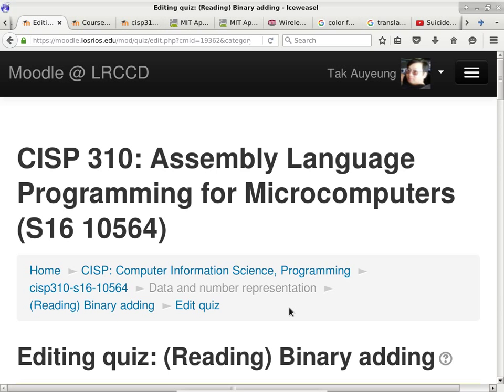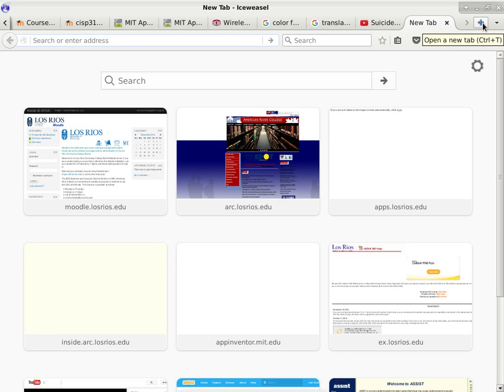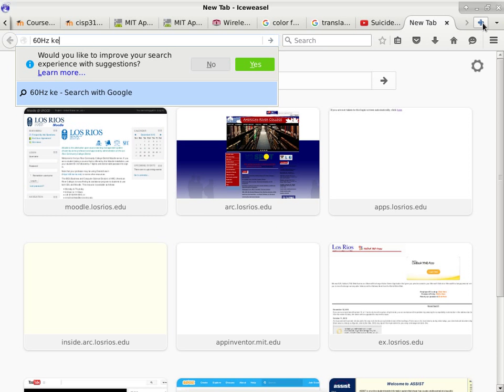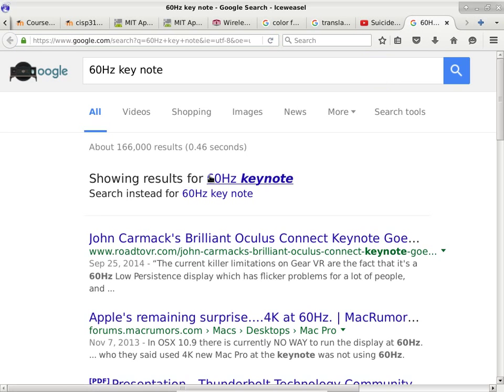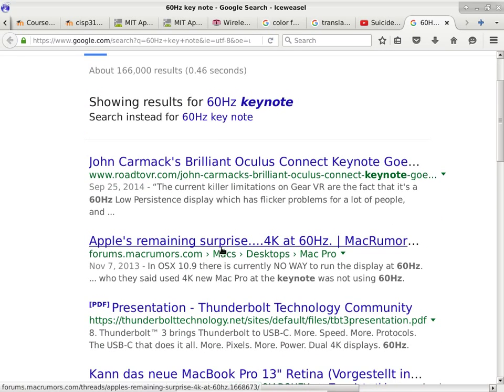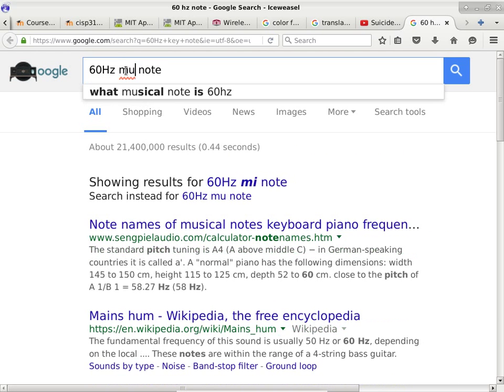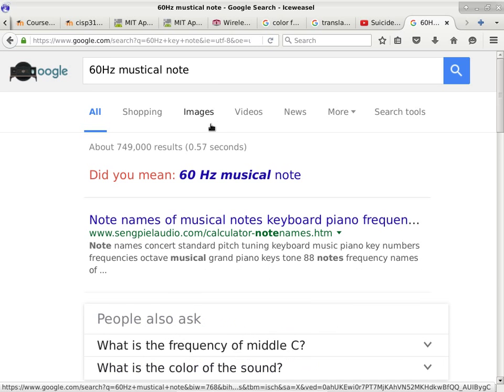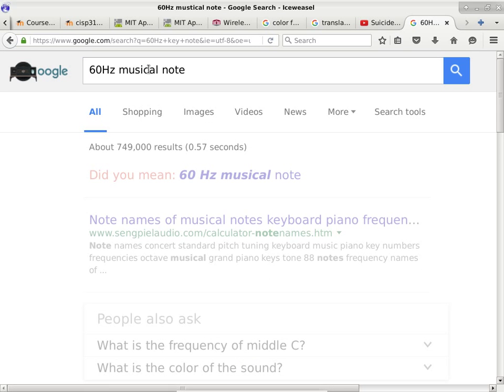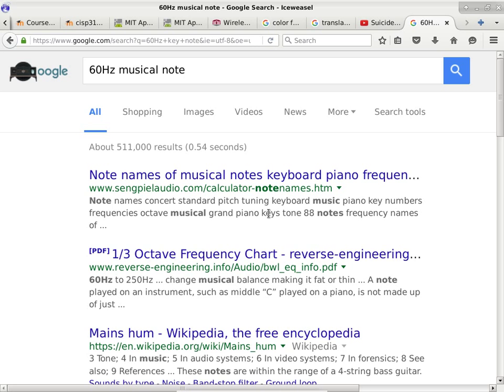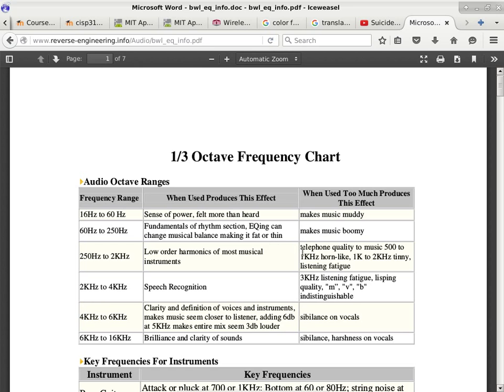Does anyone have absolute pitch, like when you play a musical instrument? No one has absolute pitch. Okay, we can find out what 60 hertz really is. Well, can't find it that quickly, huh? Maybe it doesn't really map to a particular tone, because I know 440 is A.